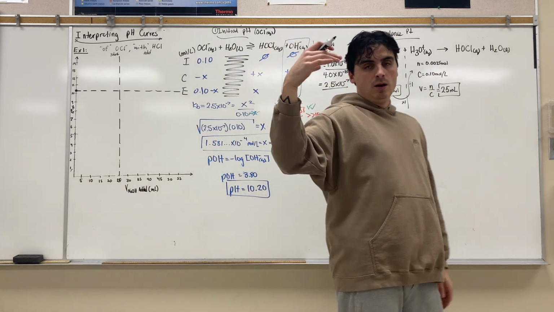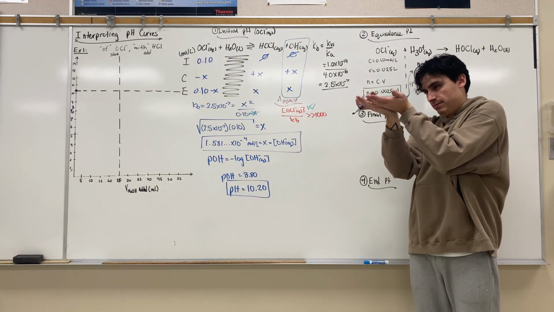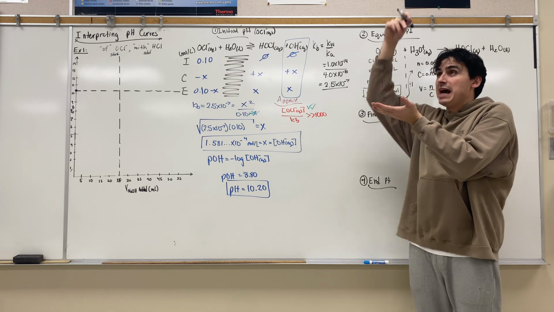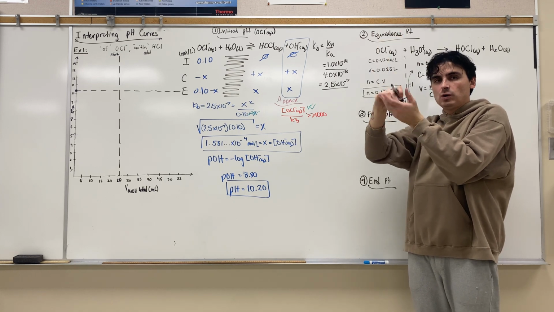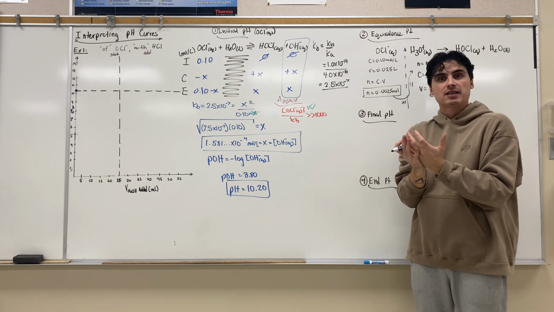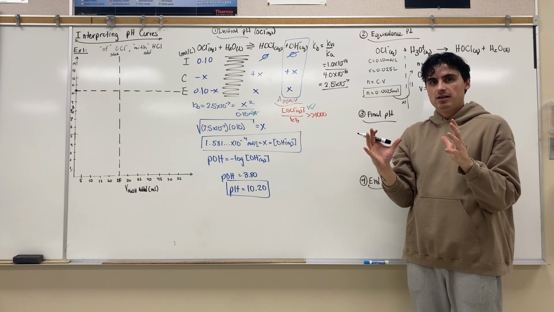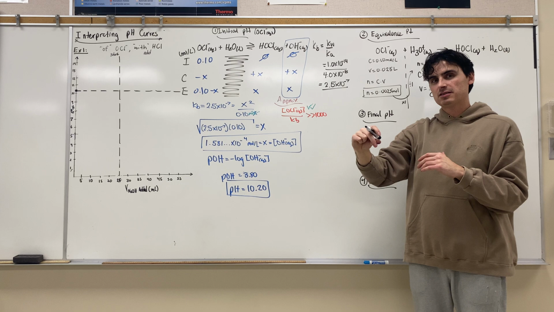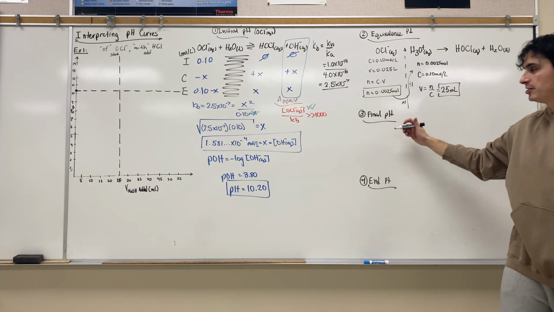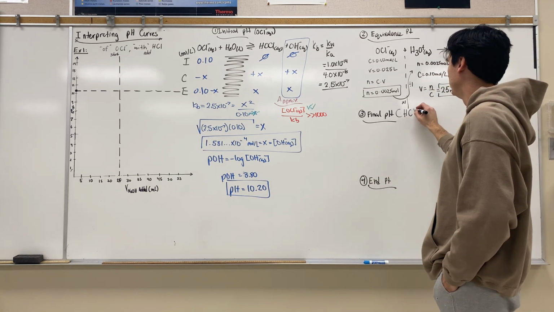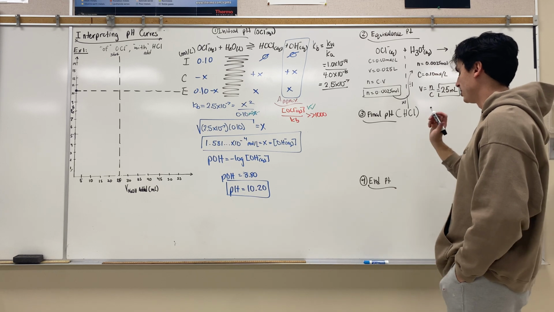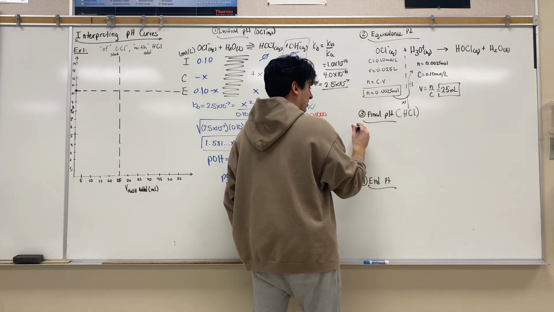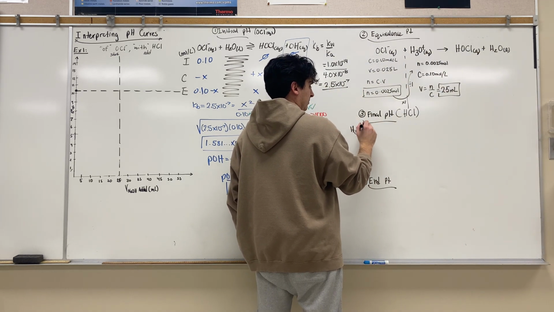Now, we had OCl minus. We added HCl, and then, bam, it neutralized. So all the OCl minus is gone, but we still have HCl, which means we're still adding HCl. So my final pH is only going to be based off of HCl. Okay, so that means we have to look at what the pH of HCl is.